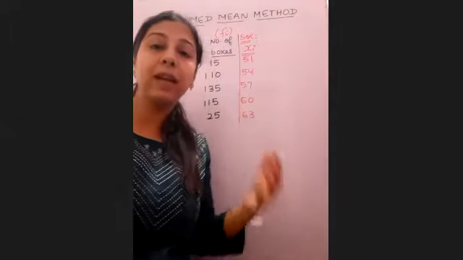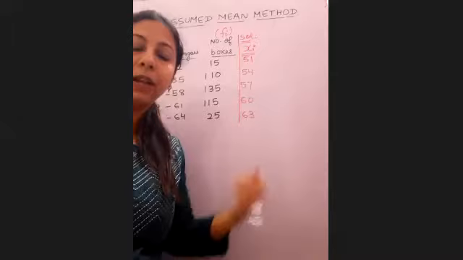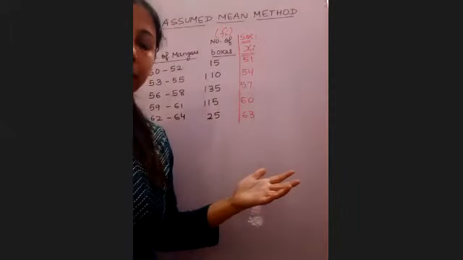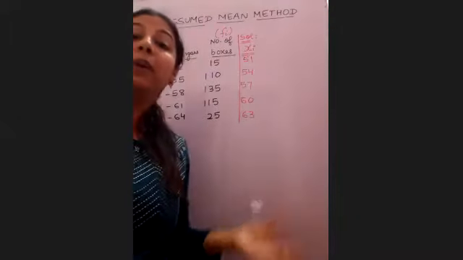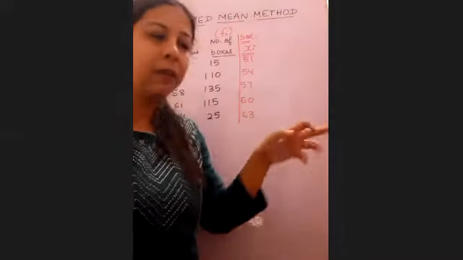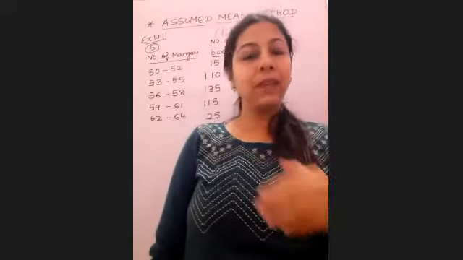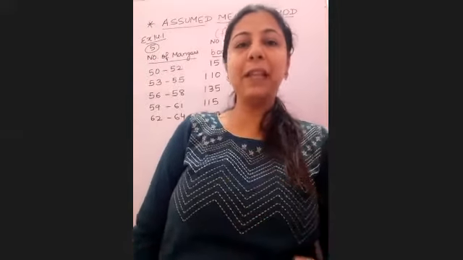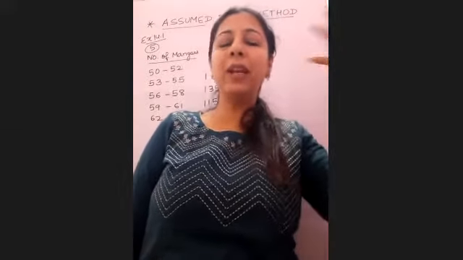We would like to make our calculation simpler. Why multiply so much? So for that, we are going to assume a mean. As the name says, assumed mean method, we will assume. We have to find the mean, but before finding the mean, we will assume a value in our mind.